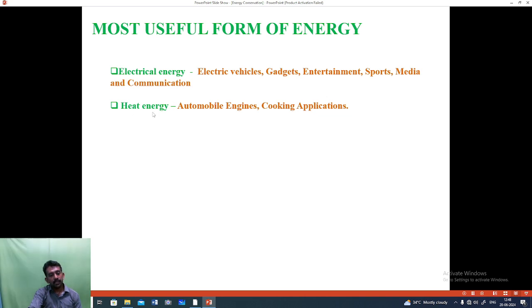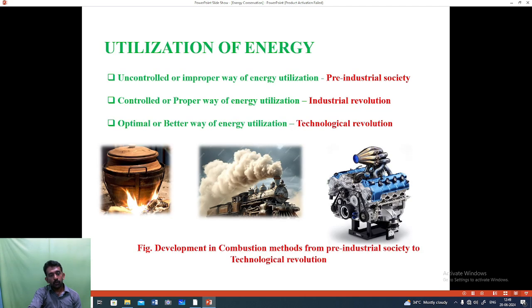And coming to the heat energy, automobile engines and cooking applications are our daily aspects. For transportation we use automobiles, and for cooking and eating we use heat energy. So these are the most useful and prevalent forms of energy, one of the fundamental needs of every human. How the utilization of energy is increasing, I am categorizing into three types: pre-industrial society, industrial revolution and technological revolution.